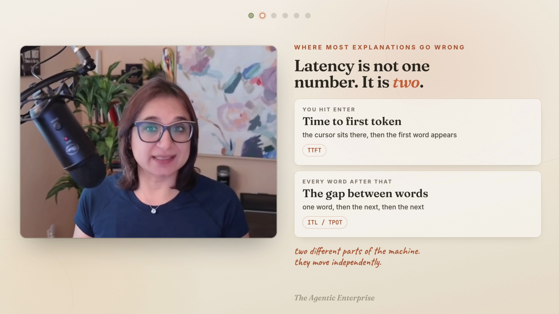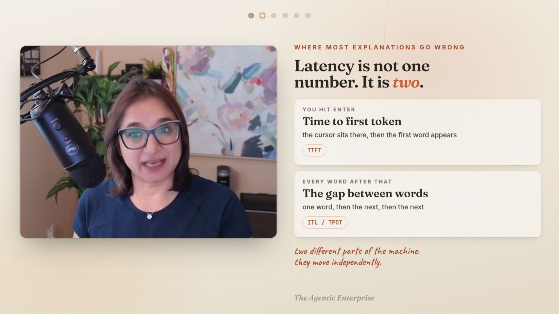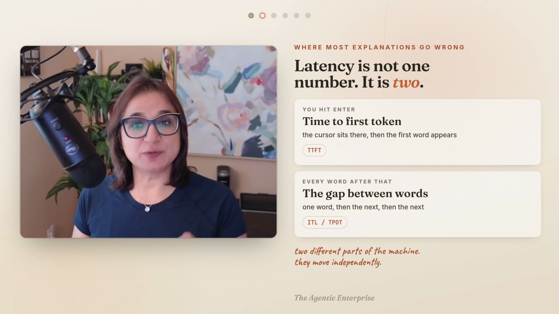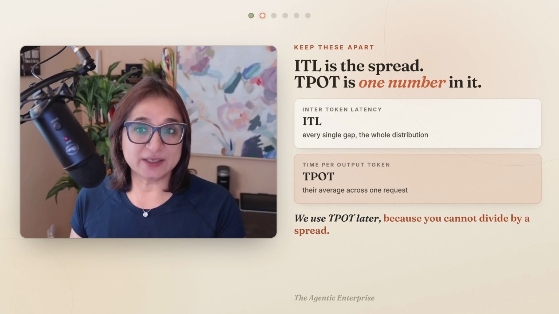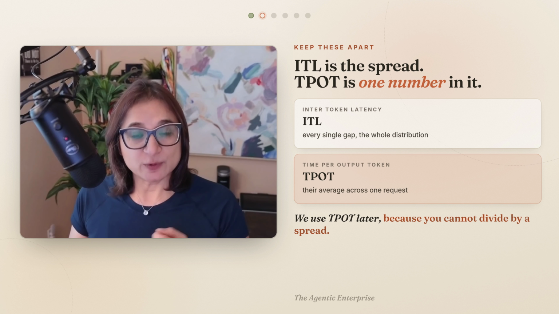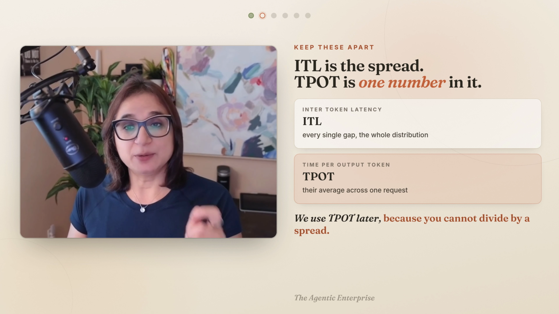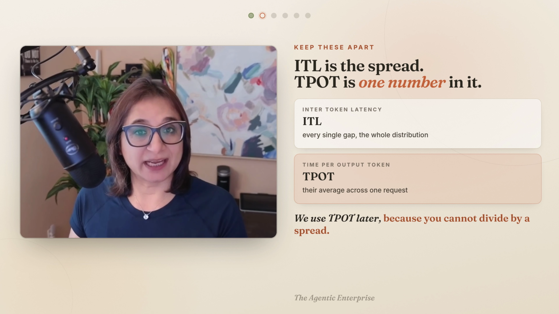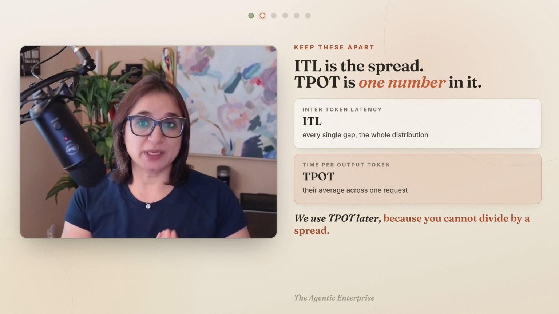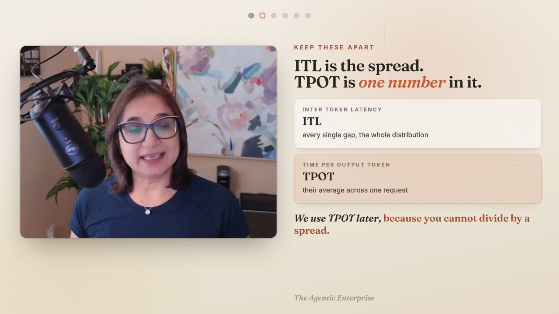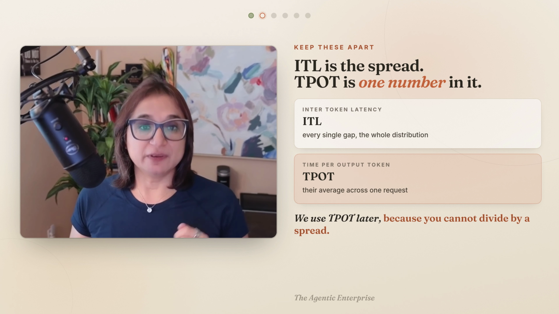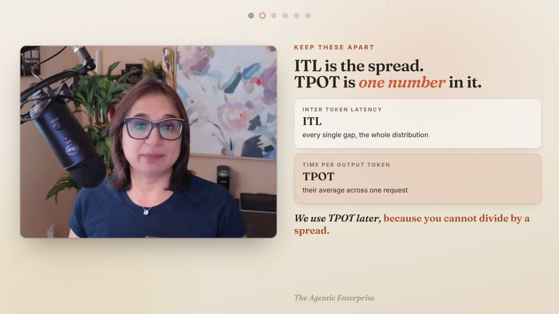And the second one is the gap between every word after that. So the model writes one word, then the next, and each one of those spaces is called the inter-token latency, or ITL. And if you take all of those gaps across one request and you average them, that is TPOT, time per output token. So they are not the same number, and I want you to keep them apart, because ITL is the whole spread and TPOT is one number pulled out of it. We will use TPOT later because you cannot divide by a spread.